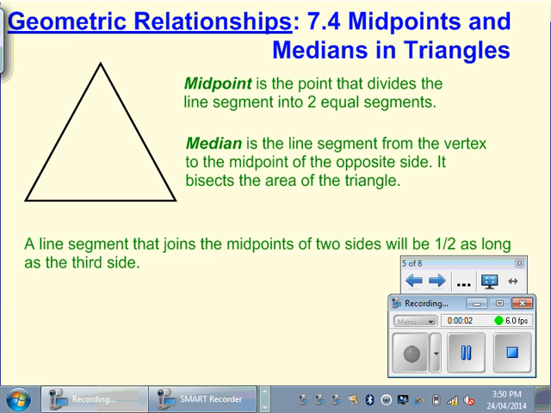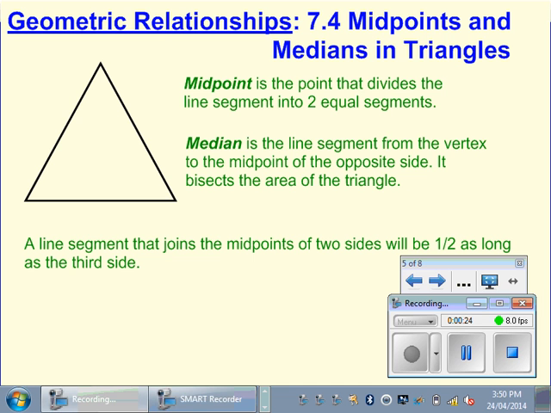Hello, this is Geometric Relationships 7.4, Midpoints and Medians in Triangles. Now, a median is the line segment from the vertex to the midpoint of the opposite side. And a midpoint is merely the point that divides a line segment into two equal parts.